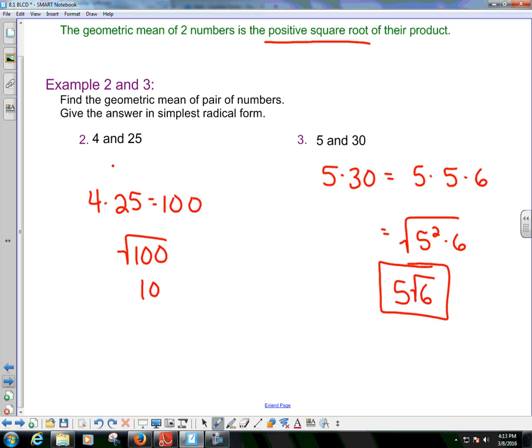Now, if you don't like that, that's fine. I'm going to change colors and do an alternate version. I can do 5 times 30, and I can easily recognize that that's 150. Hopefully, you can look at 150 and go, hey, I know that 25 goes into that. And then you can say 25 times 6, and when you take the square root of that, you can easily say that the square root of 25 is 5, and that 6 can't be simplified. You can get to the same place taking either route.